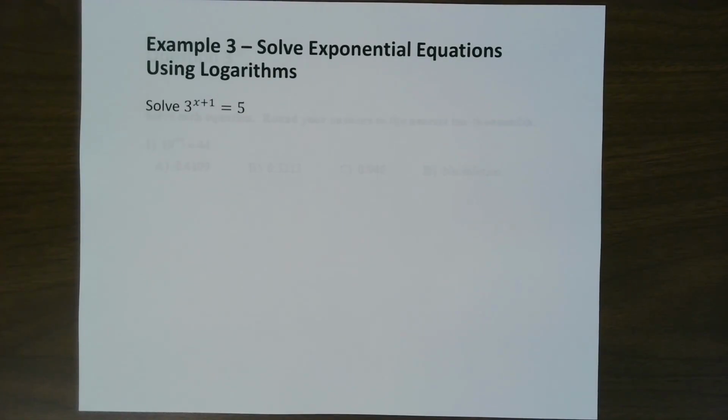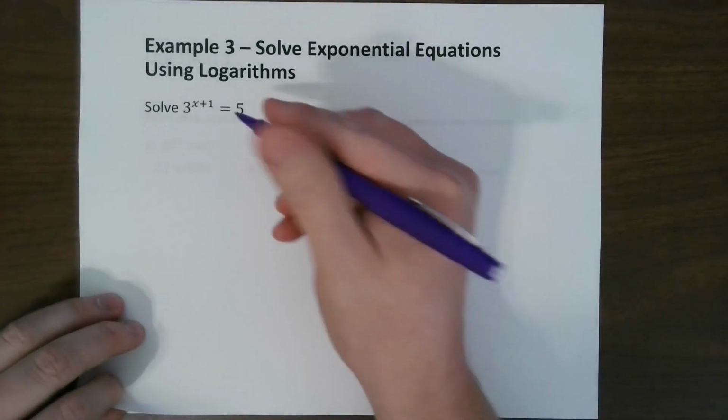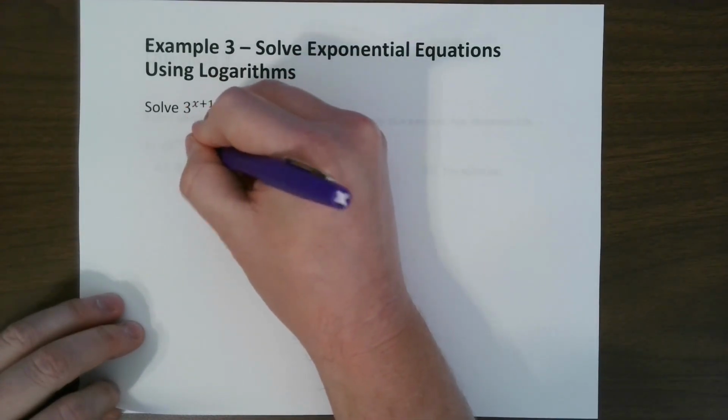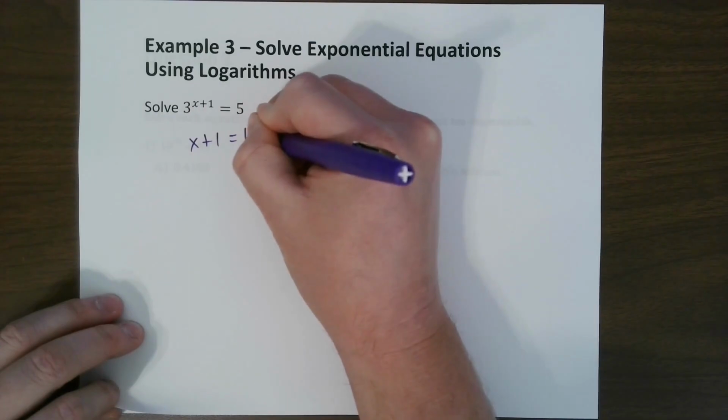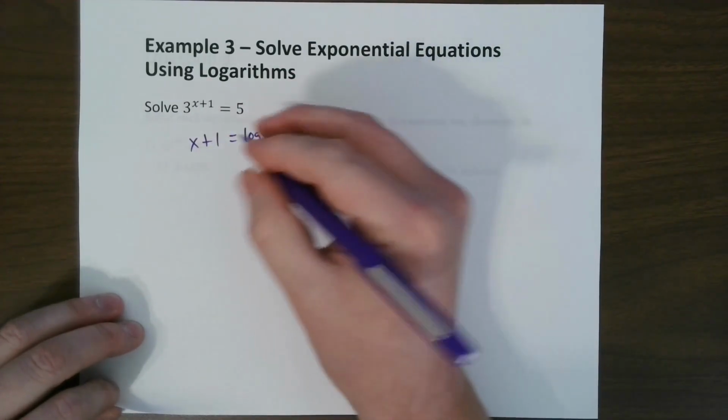Okay, so we're going to use the rewriting of logs to actually solve this thing. So if we take a look at this, we could take log base 3 of both sides. So if I log base 3, I get x plus 1 equals log base 3 of 5. And then from there, we can solve by subtracting 1.